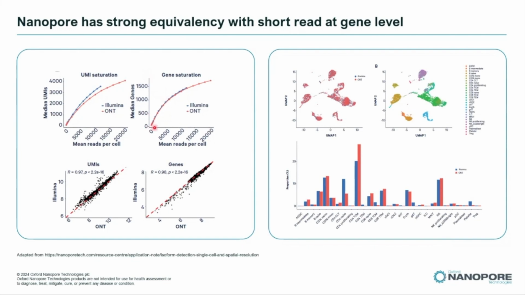You see first on the top left the gene saturation curve that shows that whether you're using long reads or short reads, you're going to detect the same number of genes at a given depth. This is really reassuring because it means that both technologies perform similarly, and you will get at the very least what you get with short reads.